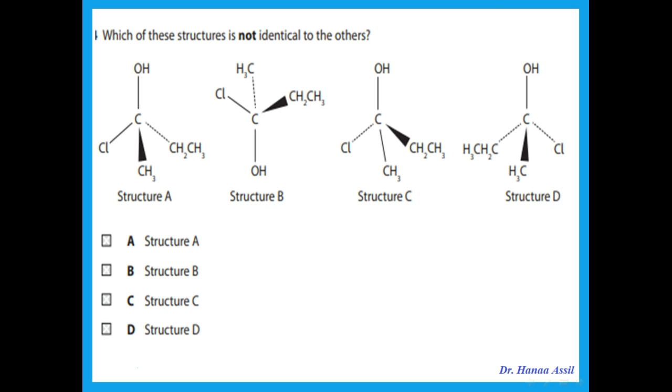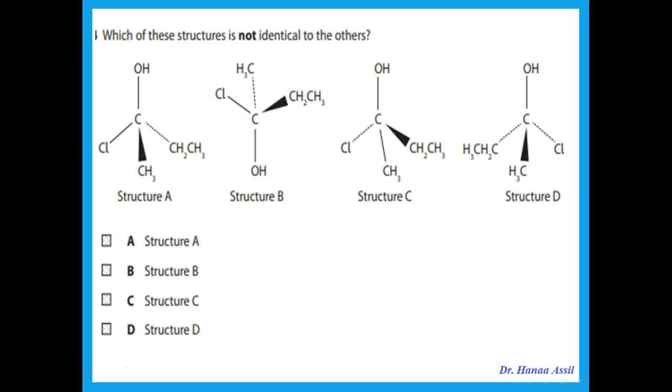Which of these structures is not identical? Identical means exactly the same, and that means exactly the same isomer, whether we're talking about chiral or here, of course, this is just chiral centers. So which of these are not identical?